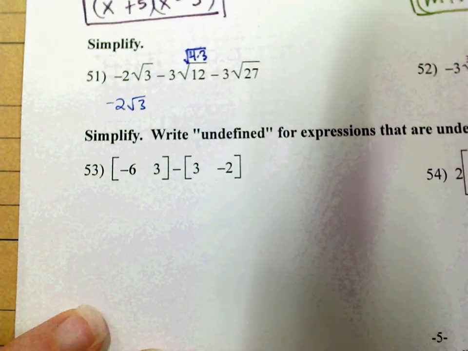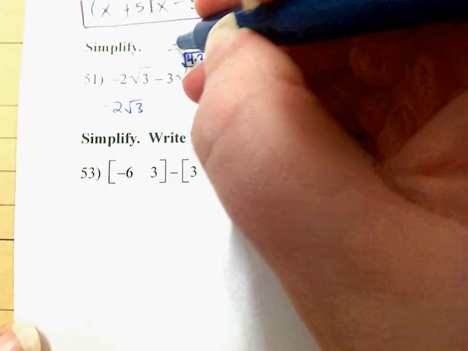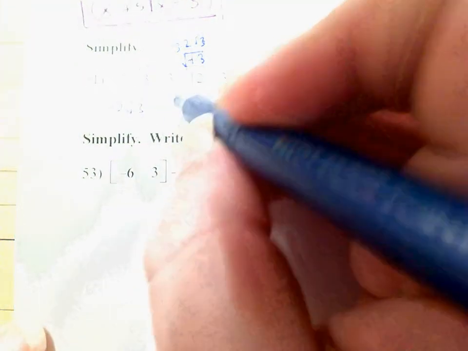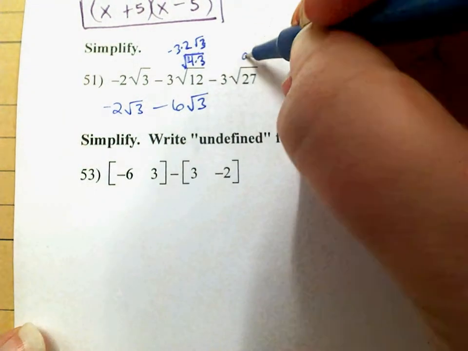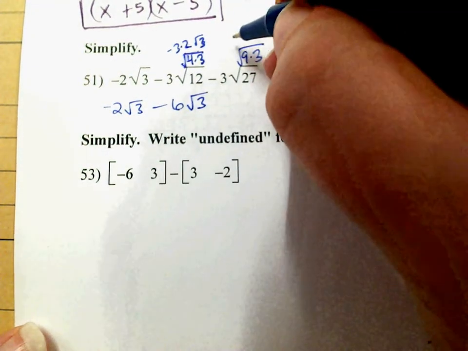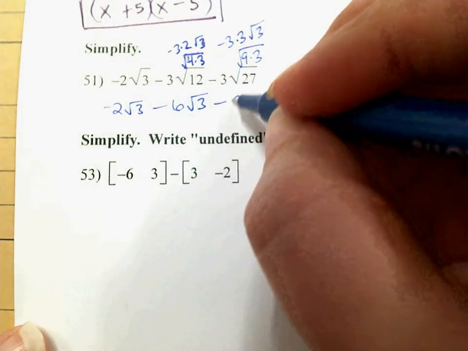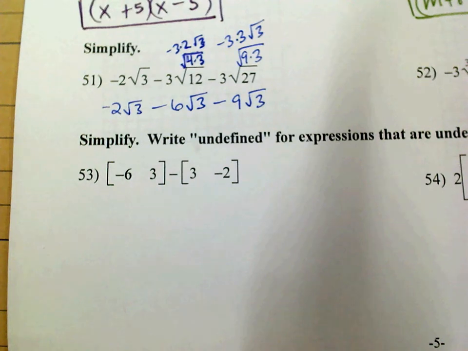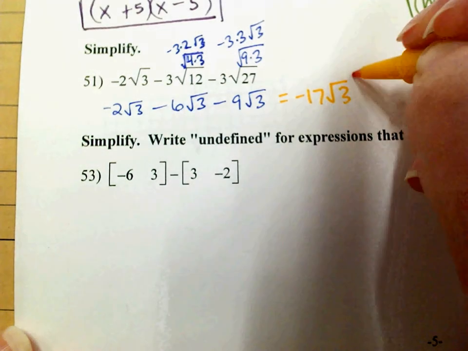So this is 2 root 3 times a negative 3, which makes it what? Negative 6 root 3. 27 is what? Okay. The square root of 9 is? So I've got 3 root 3 times a negative 3. That makes it negative 9 root 3. What's negative 2 root 3 minus 6 root 3 minus 9 root 3? Negative 17 root 3? Okay.